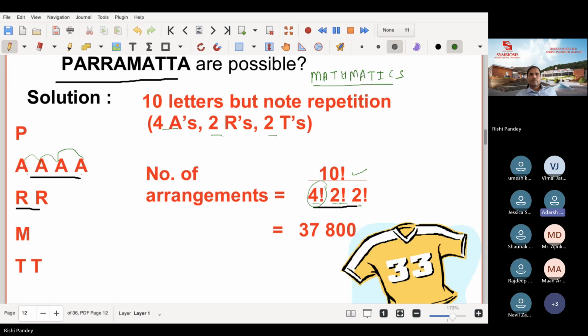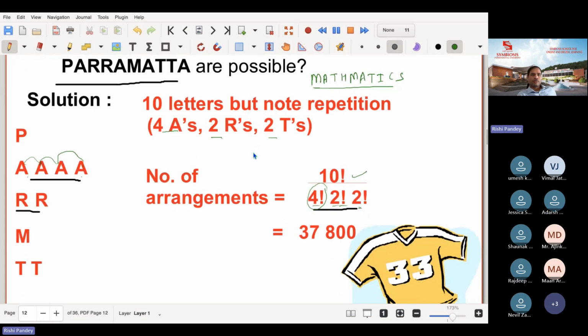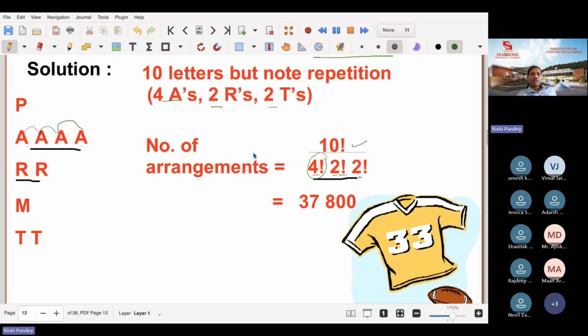Sir, can you repeat this part? The word paramata is written. Paramata has 4 A's, and R's and T's. Here, whatever the repetitions are, we should divide in the denominator. For example, if we change this R to here, this R to here, it will not affect. So whatever the repetitions, we take total factorial divided by the repetitions.